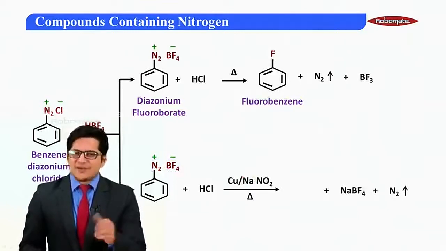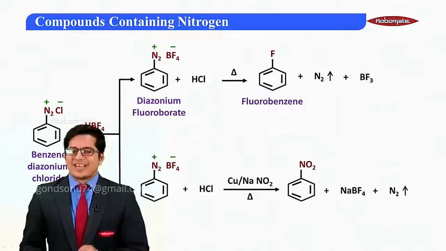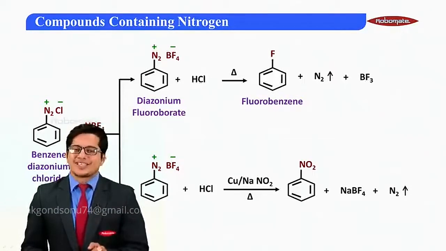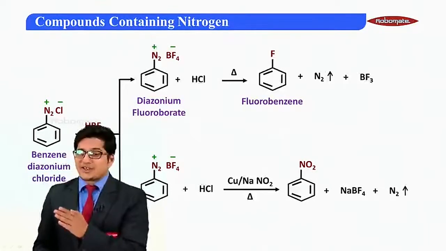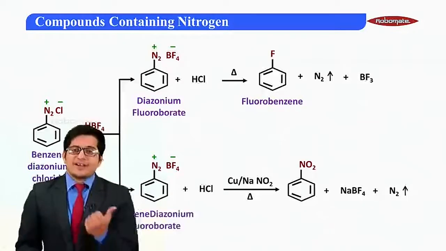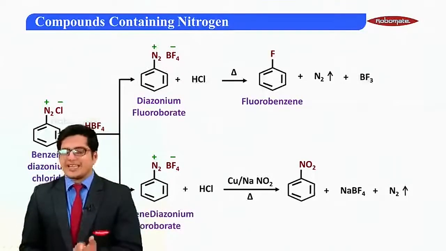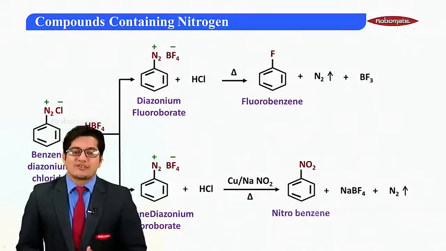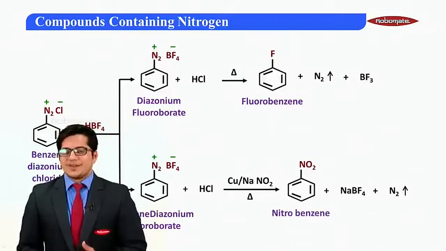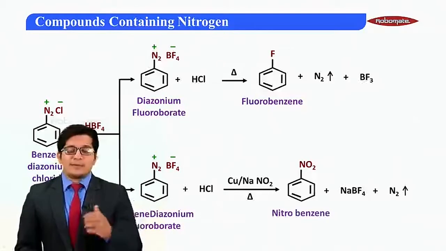N2 is liberated, and along with this we are now remaining only with benzene ring and NO2. So finally what do we get? We get benzene ring attached to NO2, and this is nothing but nitrobenzene. So from benzene diazonium chloride you get diazonium fluoroborate, and then from this you get a compound called as nitrobenzene. This was all about both the reactions.